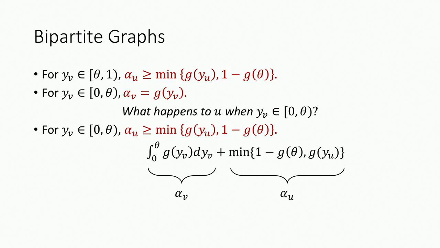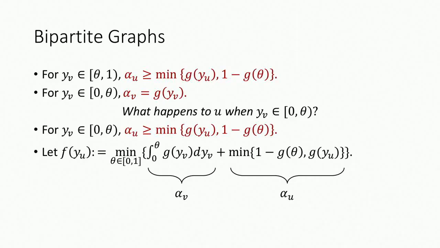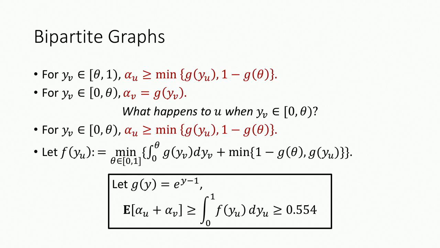If you look at this total gain, it looks very similar to the old result, except that in the second term, instead of having simply 1 minus g of theta, I now have the min of 1 minus g of theta and g of yu. Okay? Now, we don't have too much control over the value of theta. It could be anywhere between 0 and 1, depending on the graph structure. So we're just going to look at the worst case and take the min over all theta. Now, notice that in this case, when we take the min over theta, this number still depends on yu, the rank of u, right? So at the end of the day, we'll need to take this integration between 0 and 1, which is essentially taking the expectation over u's rank.